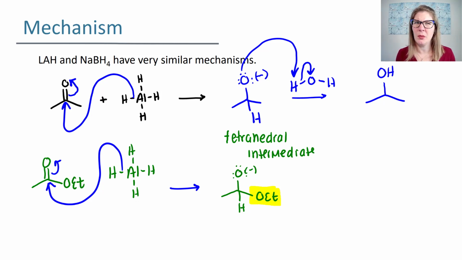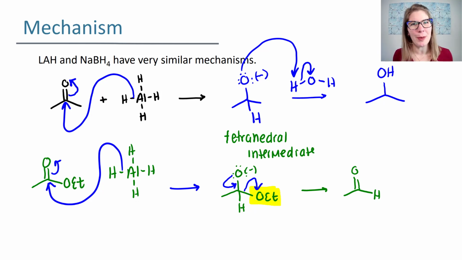Now you might be thinking, well, in substitution reactions it wasn't. Yeah, but this isn't a substitution reaction. So what can happen when you do have a good leaving group is your pi bond can reform by the oxygen having an extra pair of electrons, that electron pair collapsing, reforming the pi bond and kicking out the OET. Now what has happened is we form an aldehyde. Well, guess what? Aldehydes are reactive with lithium aluminum hydride.